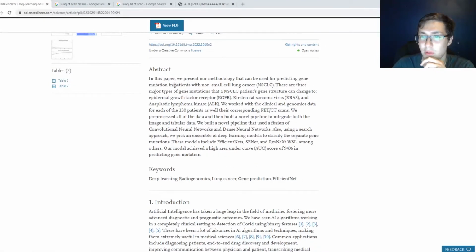And ultimately what we did was we were able to predict gene mutation, specifically in non-small cell lung cancer, and we had 3 different types of data. For 130 patients, we looked at the imaging data for their lung scans as well as their gene data and their clinical data as well.